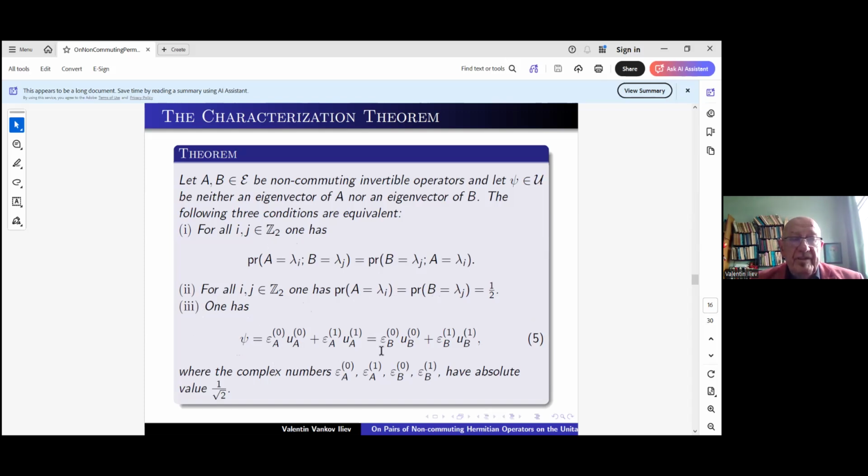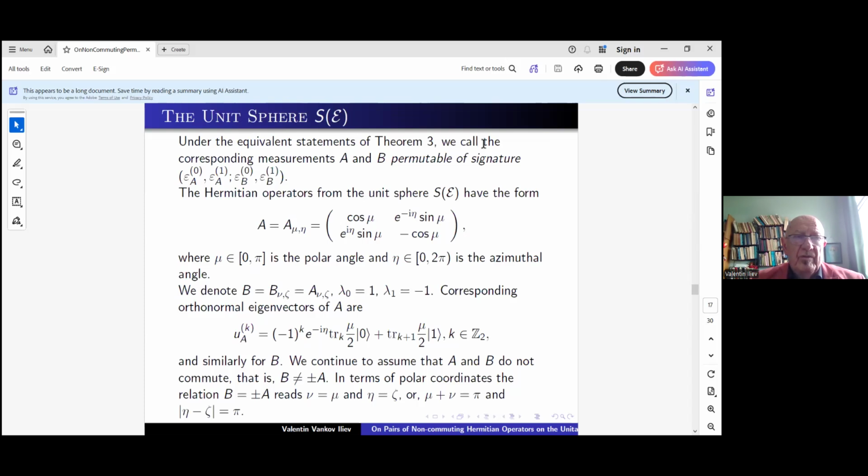And the third equivalent condition is that Psi, the initial state, has this expression with those complex numbers that have value one half. And we discussed this. So, under the condition of the third statement of Theorem 3, we call the corresponding measurements A and B permutable of signature this sequence of numbers.